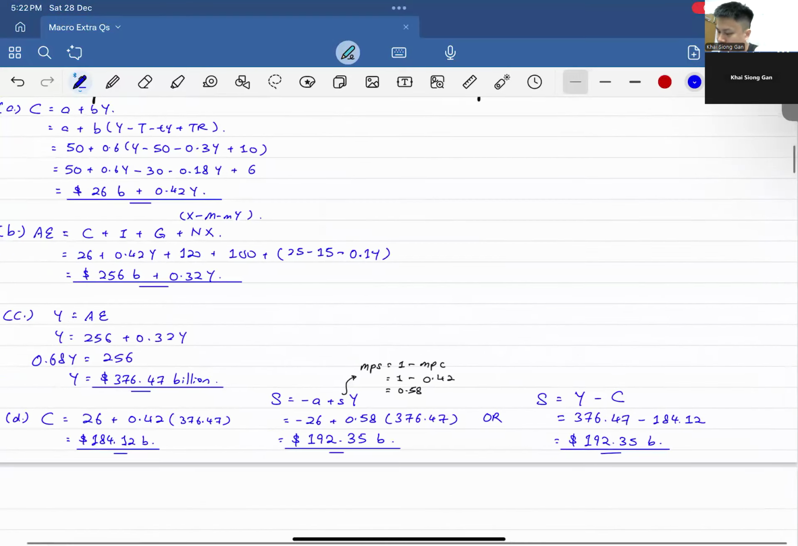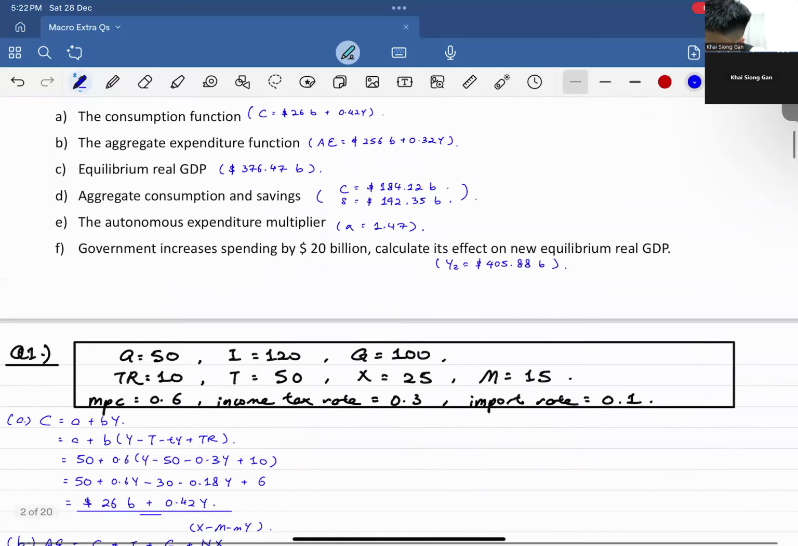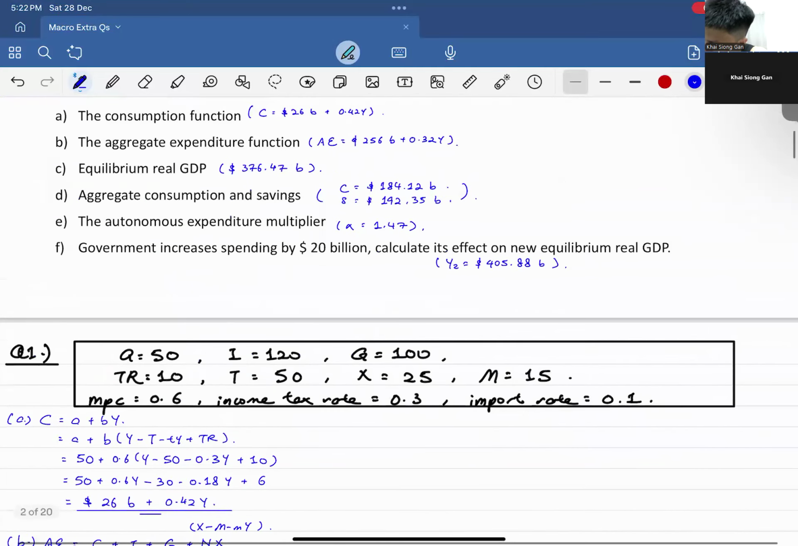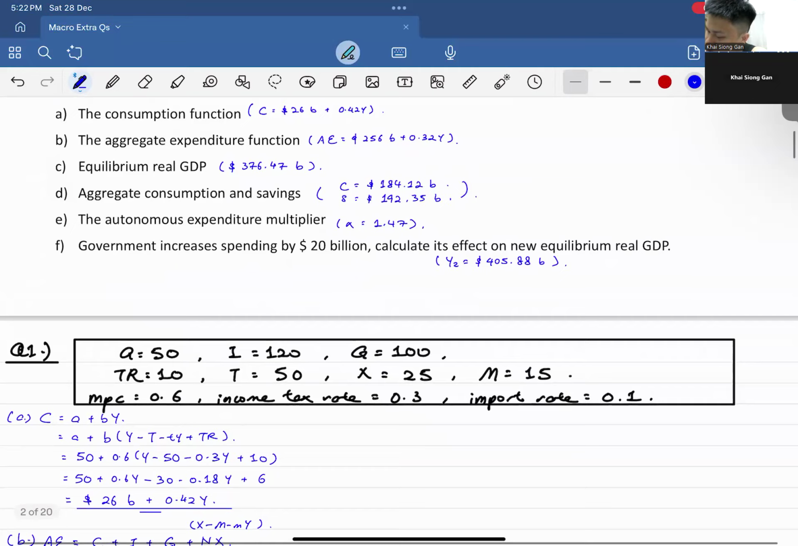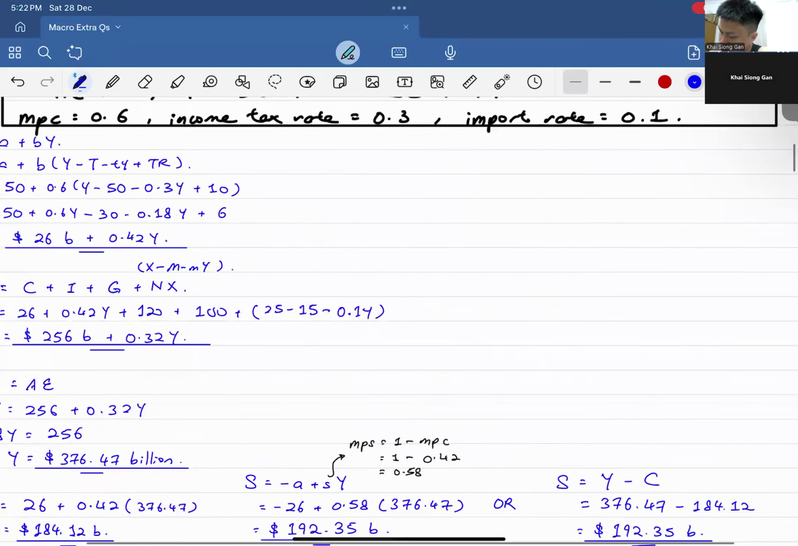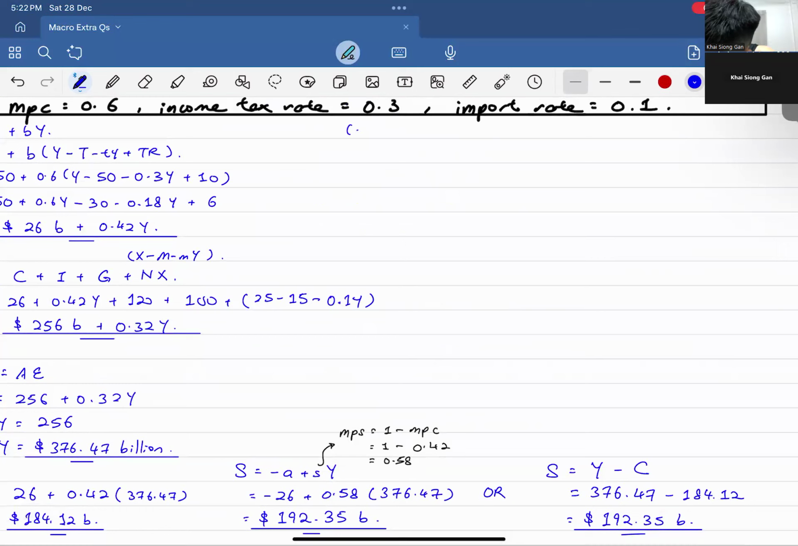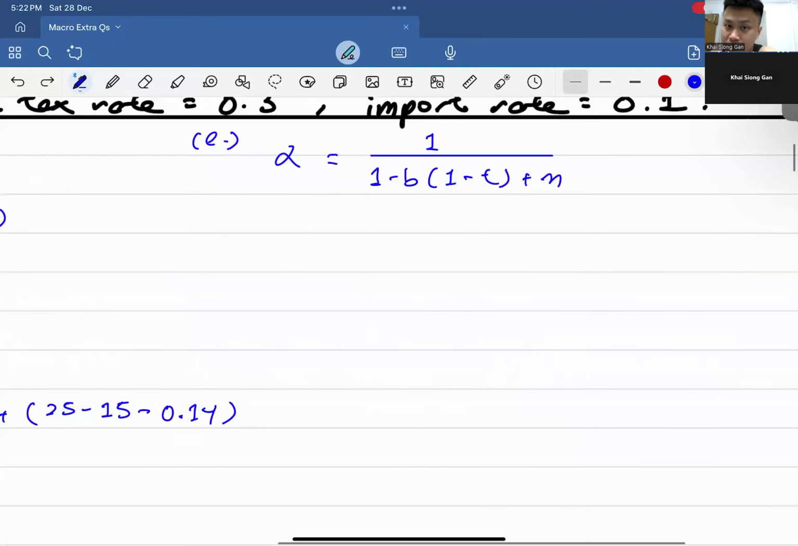Now, question E is multiplier, followed by government increasing spending by 20 billion. Calculate the new real GDP. Question E, multiplier. Make sure you don't make mistakes with the formula for the multiplier. For this four sector economy, the multiplier is 1 over 1 minus B times the bracket 1 minus T plus M. Remember the bracket is somewhere in between here. Remember the algebra rule. Usually students make mistakes in the formula for the multiplier.